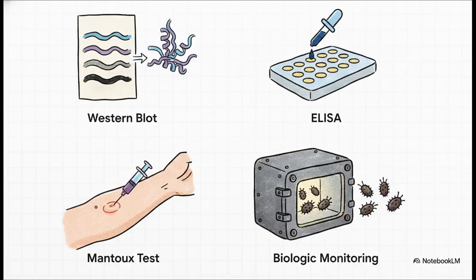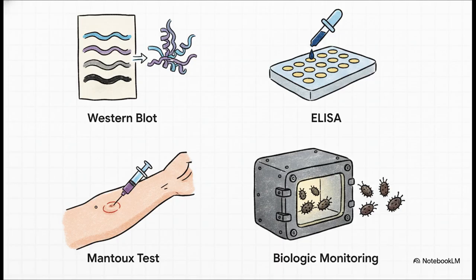Now, in multiple-choice exams, you are frequently going to be asked to match the specific diagnostic test to its biological target. So, commit this list to memory. The Western blot test specifically separates proteins from blood serum. The ELISA test utilizes antisera for rapid identification.